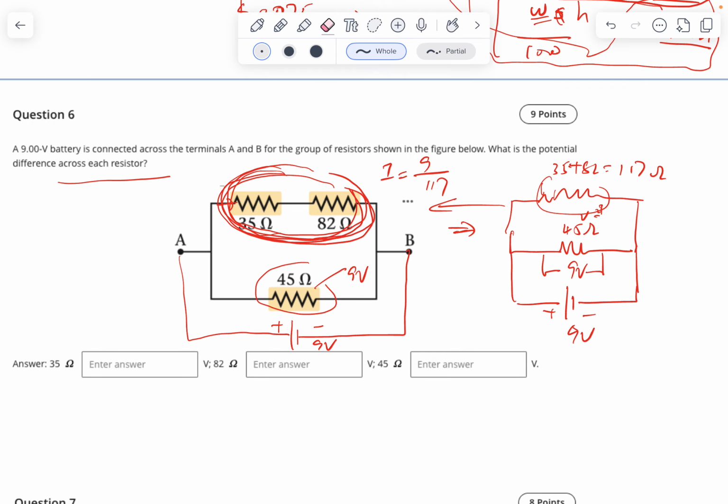So the current, then what's the voltage on each of them, on this one and that one? Because they connect in series, so the current is the same. Okay, all right.